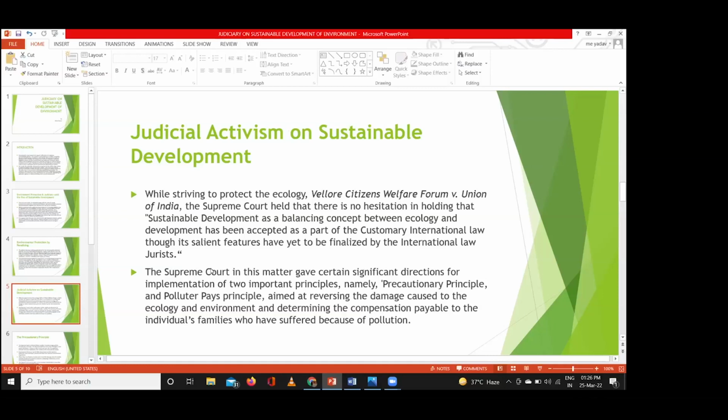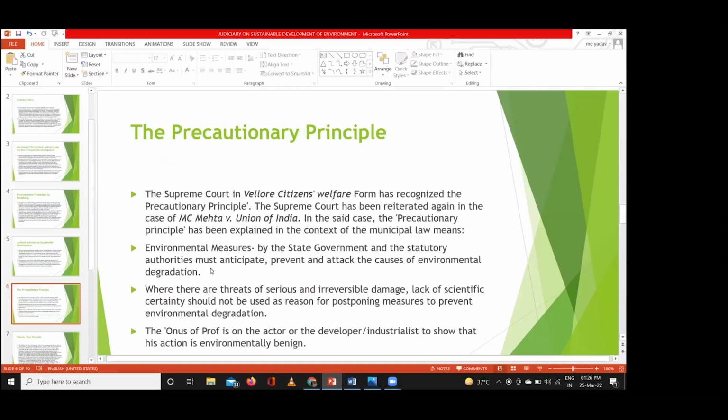Then what is the precautionary principle? The Supreme Court in Vellore Citizens Welfare Forum has recognized the precautionary principle. The Supreme Court has reiterated it again in the case of MC Mehta, where there is environmental degradation and lack of scientific certainty.